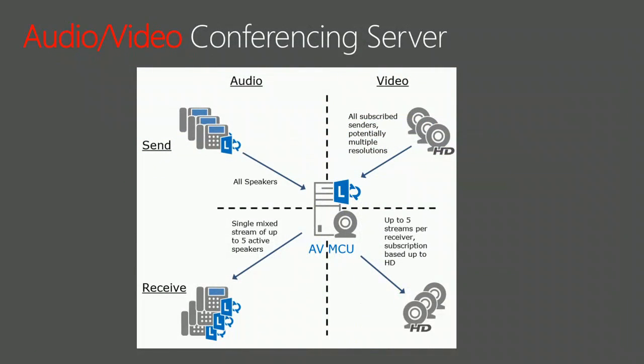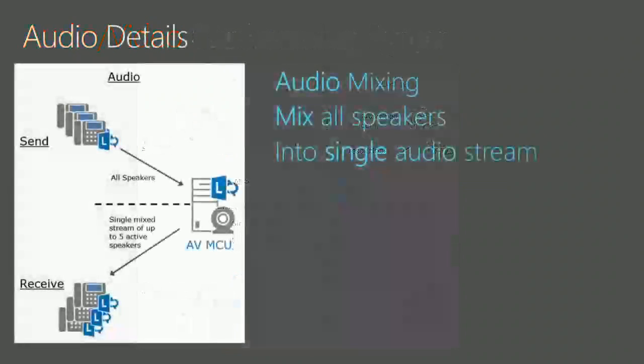So the audio-video conferencing server, and let's start with the audio. So audio is actually mixed. So 5 simultaneous speakers can be sent down to the AV MCU. And the AV MCU will handle that, create a mix from those 5 users, and send it out to all the attendees. But it will not send out the active speaker to the active speaker. So I wouldn't hear myself.